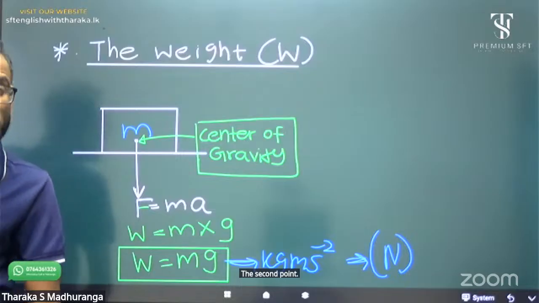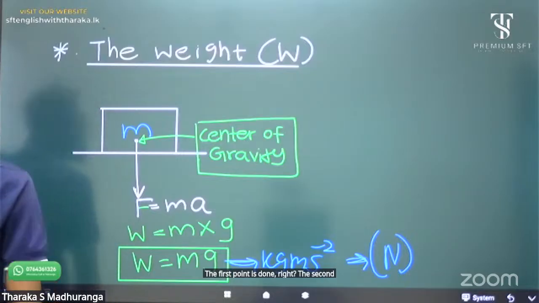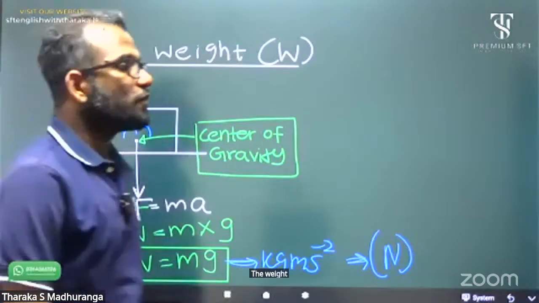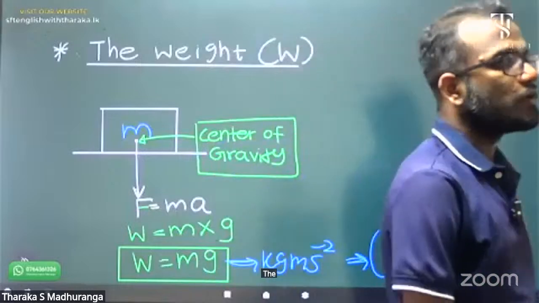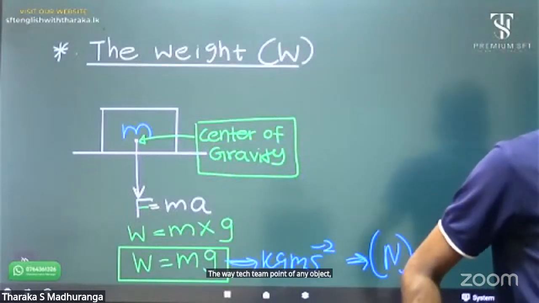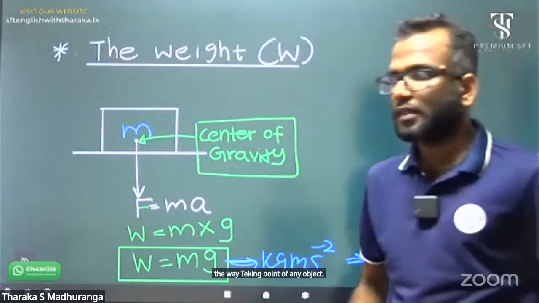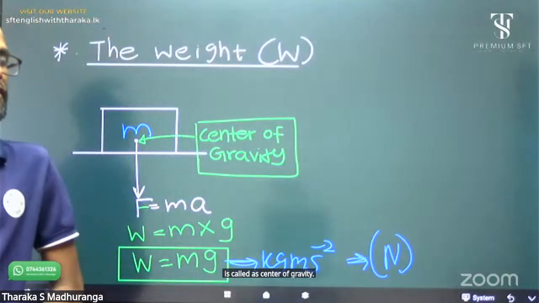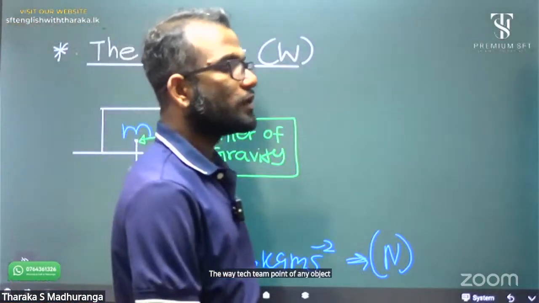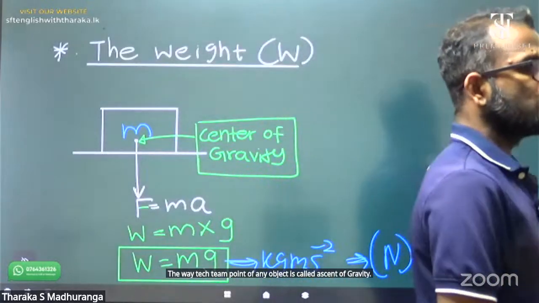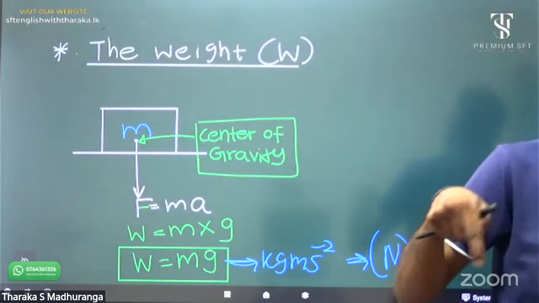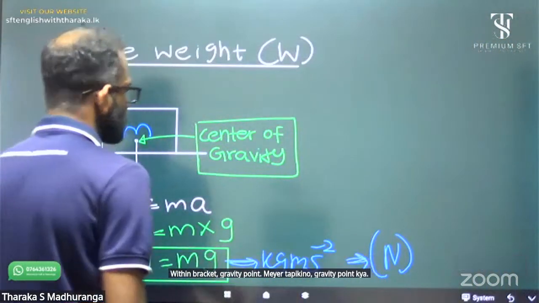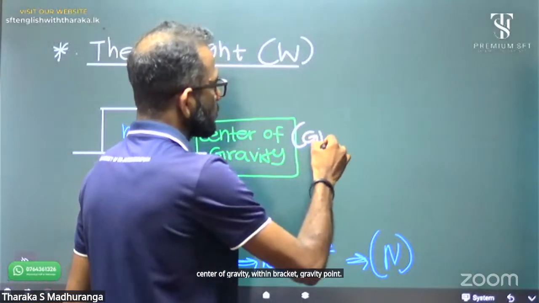The first point is done, right? The second point. The weight acting point of any object is called the center of gravity. Within brackets, gravity point. Center of gravity, within brackets, gravity point.